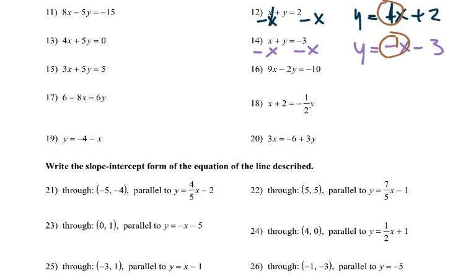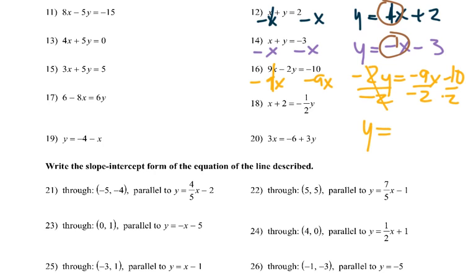Now, if I'm looking at one like 16, we still start off by subtracting the 9x. So we'd have negative 2y equals negative 9x minus 10. Then I'd have to divide everything by negative 2 to get y by itself. I'd end up with y equals positive 9 halves x, because negative over negative is positive, plus 5, because negative divided by negative is positive, and 10 divided by 2 is 5. So my slope is 9 halves. That's what I do.